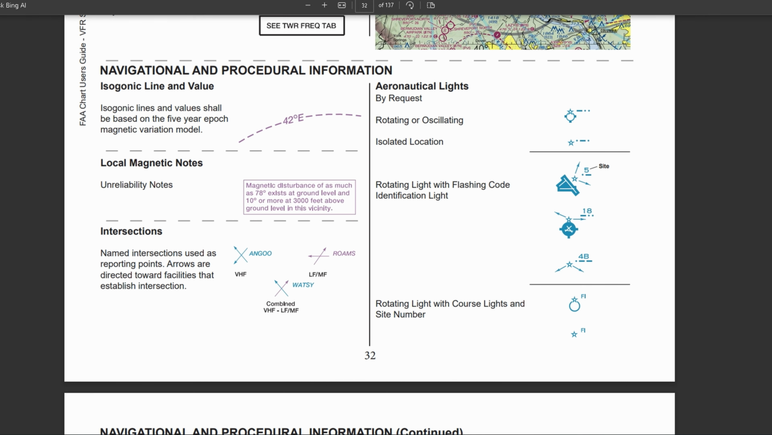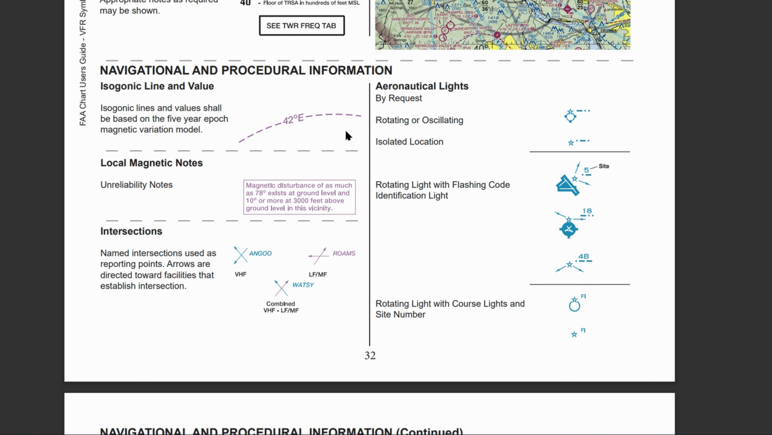The next section of our VFR terms and symbols is going to be navigational and procedural information. We have the isogonic line and value, we have local and magnetic notes, and there's something really important about magnetic. It's unreliable in the sense that depending on where you are in the world, magnetic north can have a specific degree of error that is significant. You have intersections, so this is where you have flights going across. You can see the arrows indicating the actual direction that aircraft may be crossing.